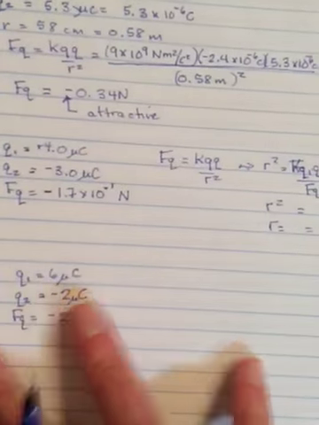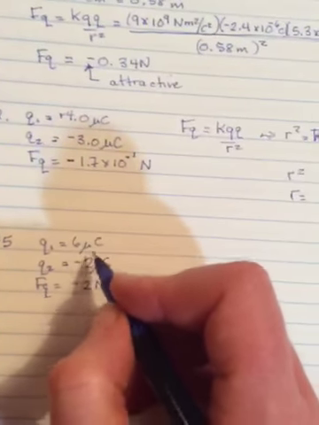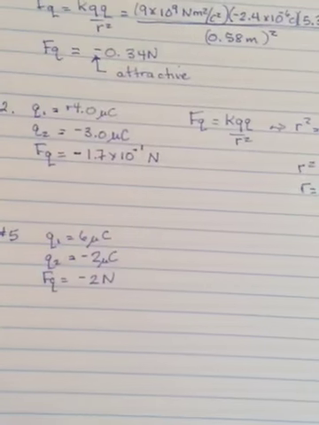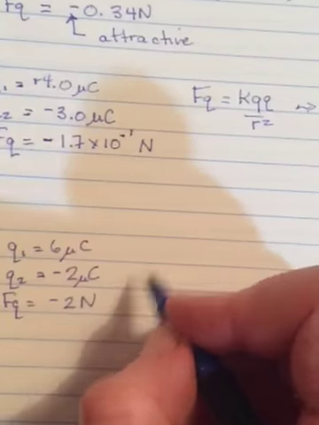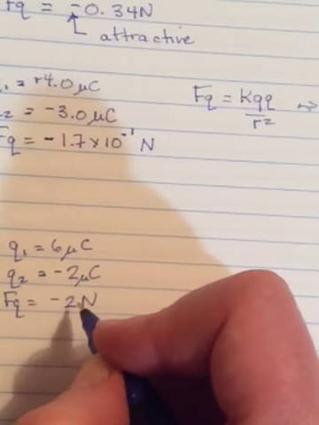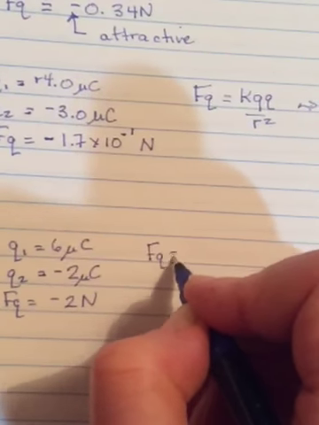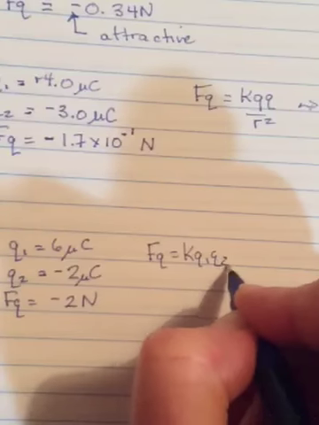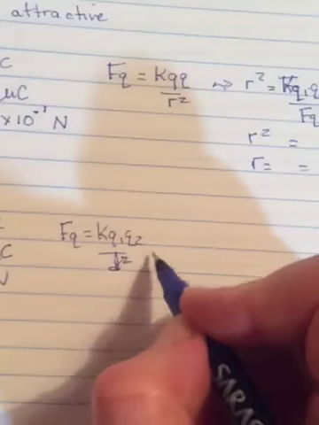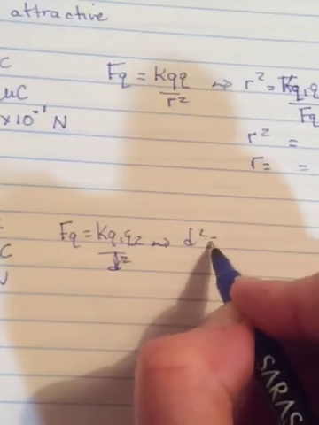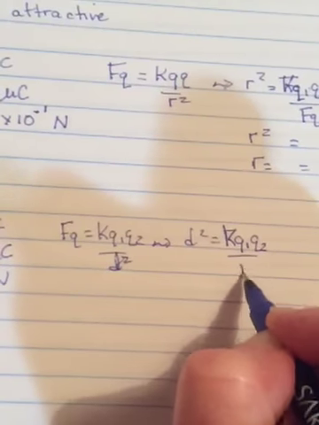Okay, so where we left off was question number 5. It said we had two charges, positive 6 and negative 4 microcoulombs, and they were some distance d apart, and when they were, the force between them was negative 2 newtons. So Fq is equal to k q1 q2 over d squared, really, and this time you could solve for d. So d squared is equal to k q1 q2 over Fq.